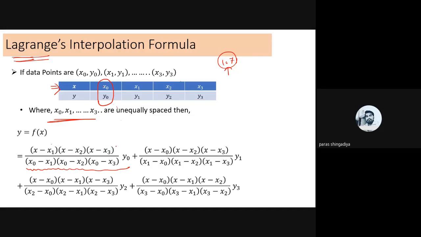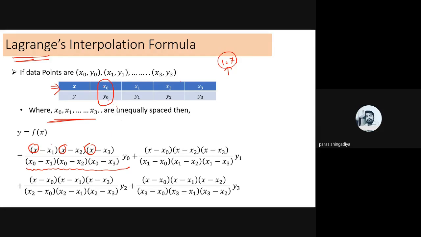Okay, in the first term we have to skip x0, and the remaining values are x1, x2, x3. So subtract x1, x2, x3 from x. So x minus x1, x minus x2, x minus x3. Now in the denominator we'll use x0, replacing x with the x0 value. So it will be x0 minus x1, x0 minus x2, and x0 minus x3, into the function value y0.